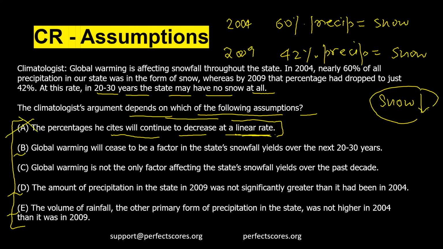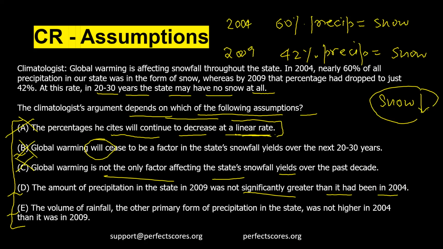So A is eliminated. C, not the only factor affecting the state's snowfall yield, basically weakens our entire argument. And it also has a little bit of the cause and effect element here, that global warming leads to less snowfall. Okay, B, global warming will cease to be a factor over the next 20 to 30 years. Now this is weakening, and it's a very strong option. So B is gone.